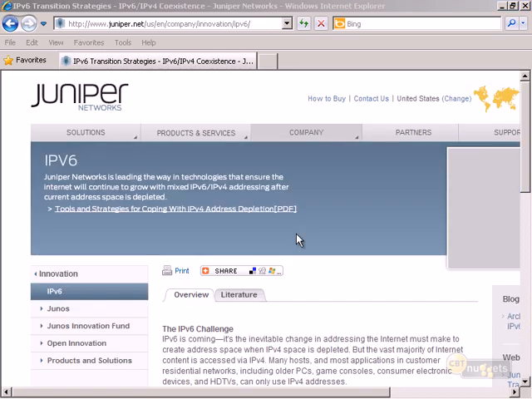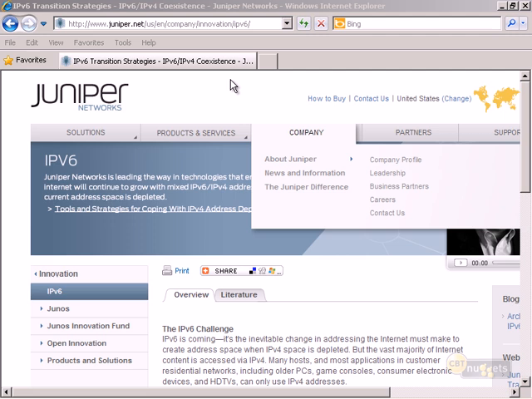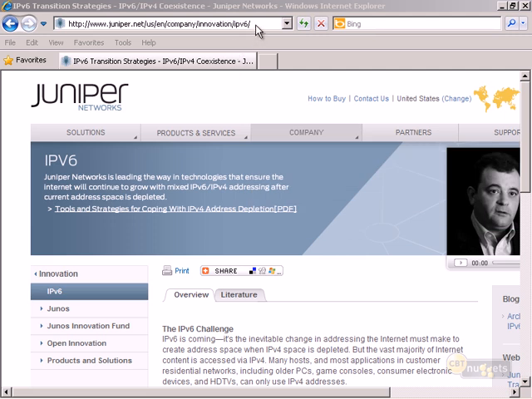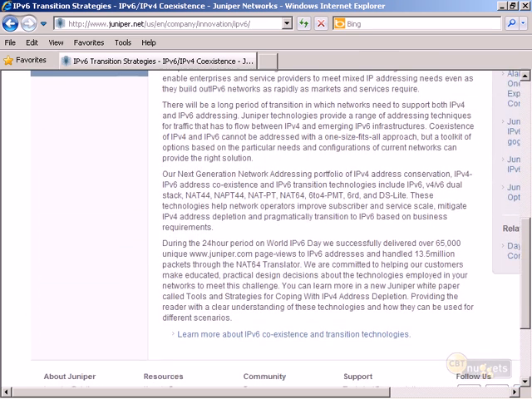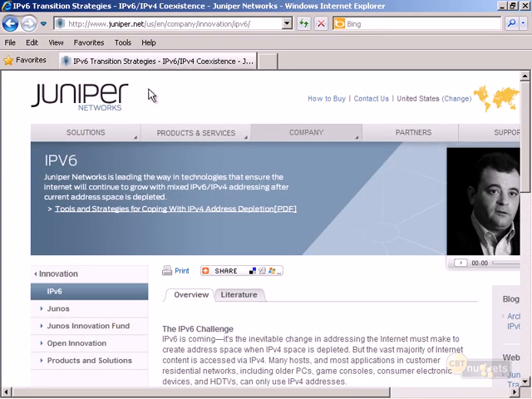You can even go deeper with this particular site right here, juniper.net/us/en/company innovation IPv6, and you can find out more about the challenge that we're dealing with. There's a little movie up here, and you can get down into some nitty-gritty and learn more about coexistence and transition. This is good design documentation and good enterprise documentation.